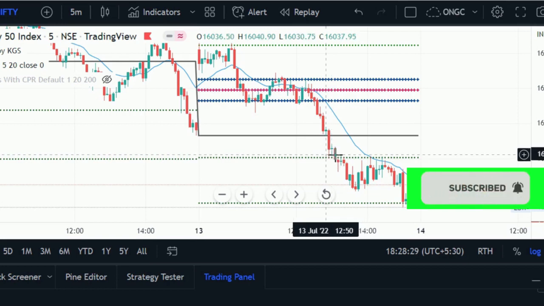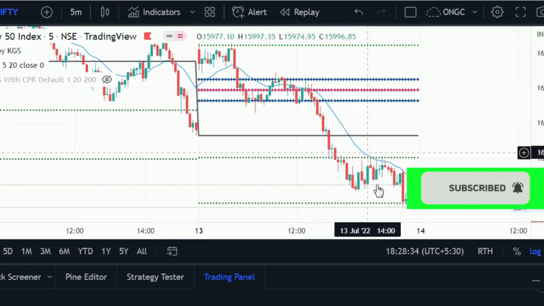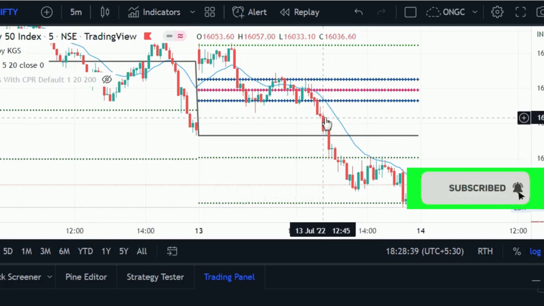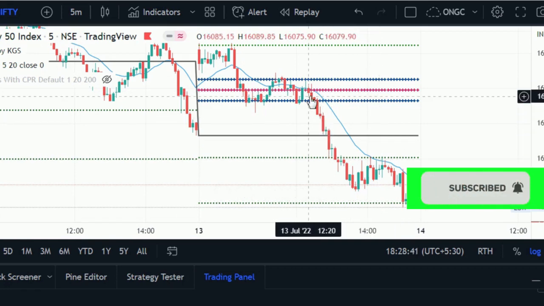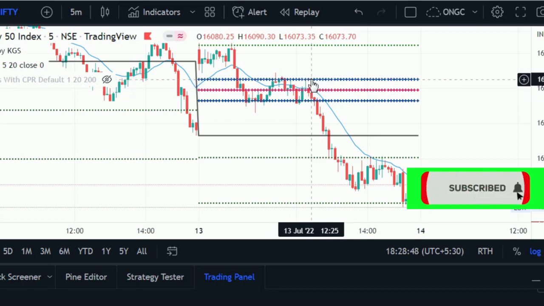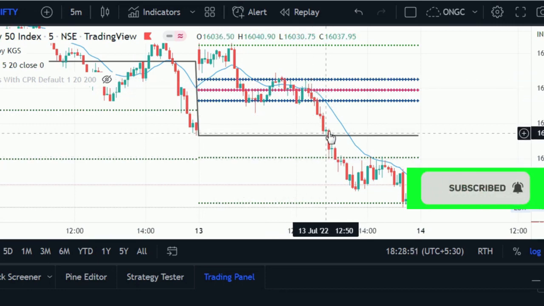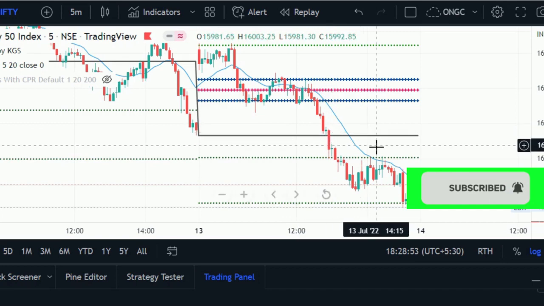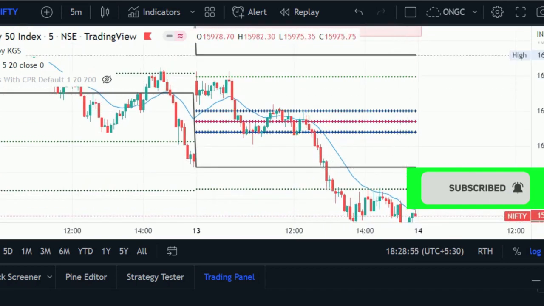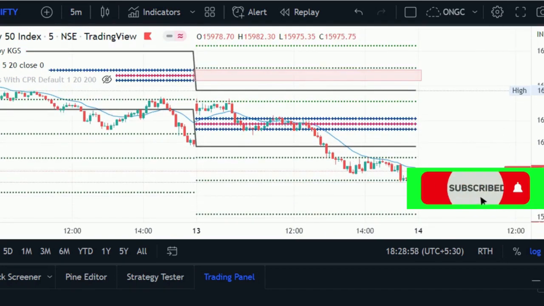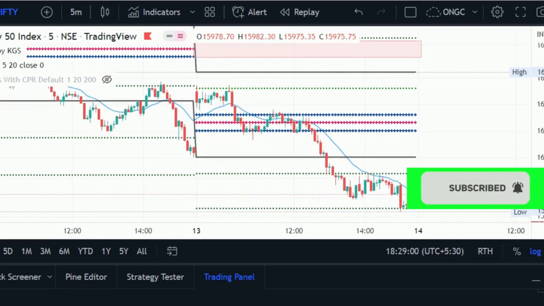If it faces support here, goes like this and again comes back, my psychology may get hurt. That's why I play it safe. Anything that surely gives me profit, I will take it and exit my position. If I enter here, my stop loss is here and my target is here or here, according to the situation. I think I have delivered my motto that pivot points and 20 EMA are so powerful.